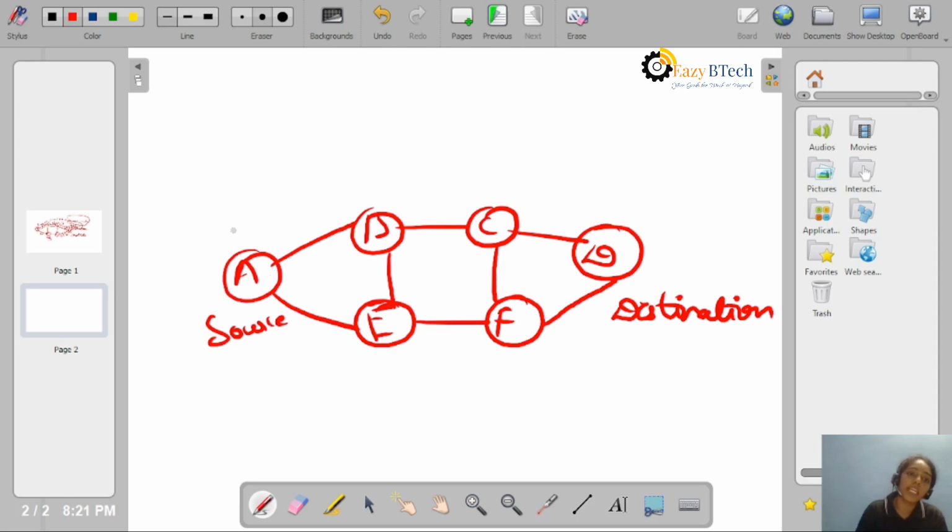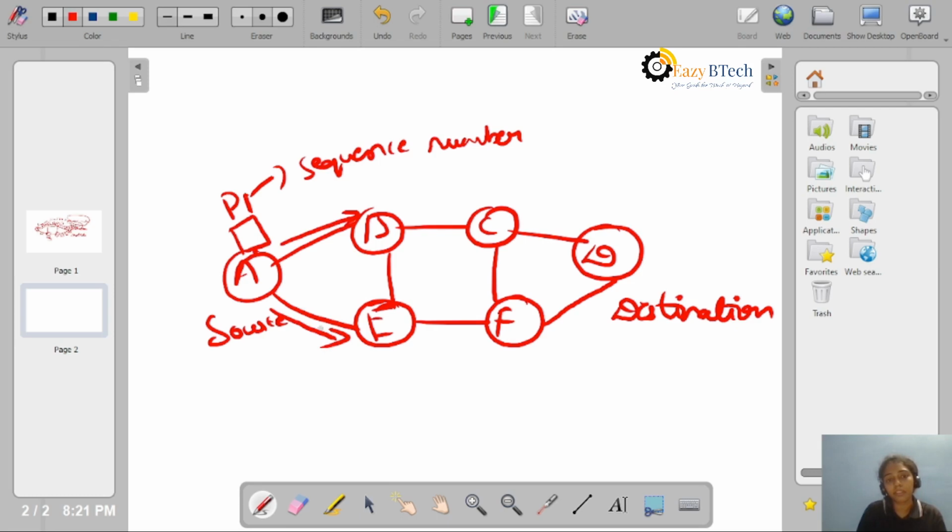Here I have a data packet. I name it P1. This is the sequence number. I send this data packet to B and E. So B has the data packet P1 and E also has the data packet P1.